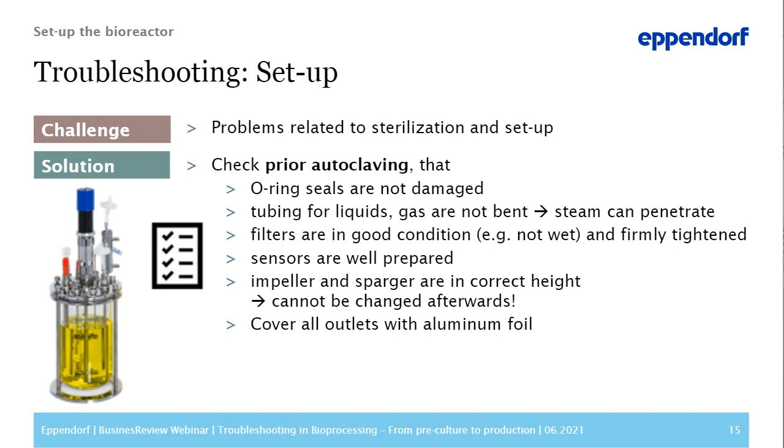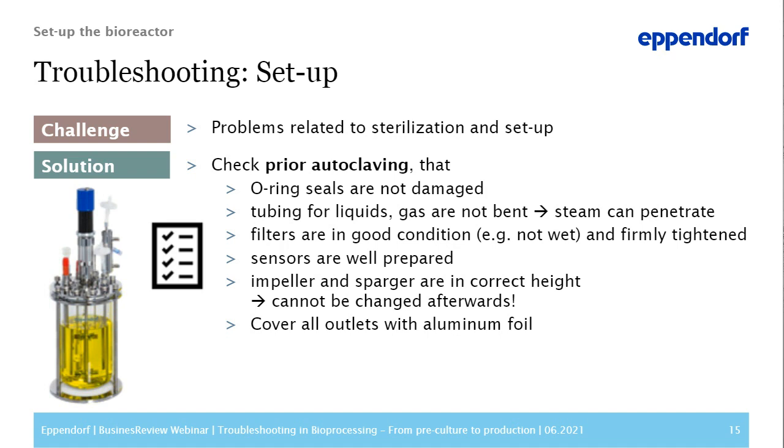The next thing to focus on is whether the tubing for various liquid additions or your harvest lines, as well as the gas inlet or outlet tubings, are not bent in any way. Filters are another focus point in this step. Always check whether both the exhaust and gas inlet filters are in good condition. Which means that you should check that they are not wet, meaning no water or media accumulation, since they also need to be autoclaved with the vessel assembly, especially for glass vessels. So it's important to make sure that the exhaust tubing is properly tightened on the head plate.